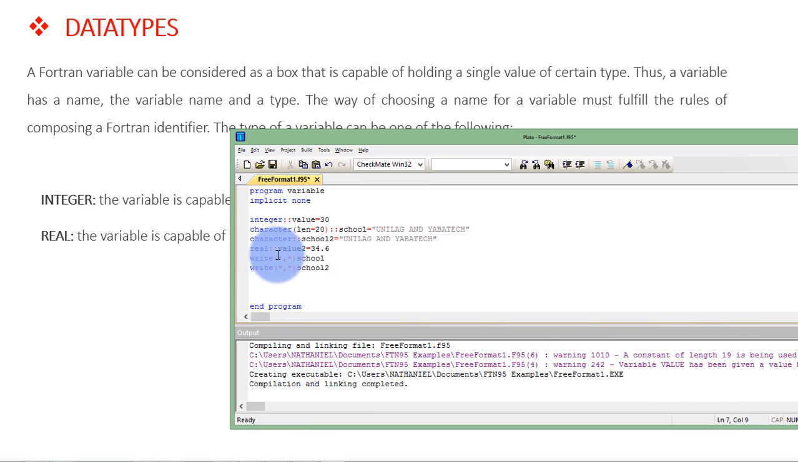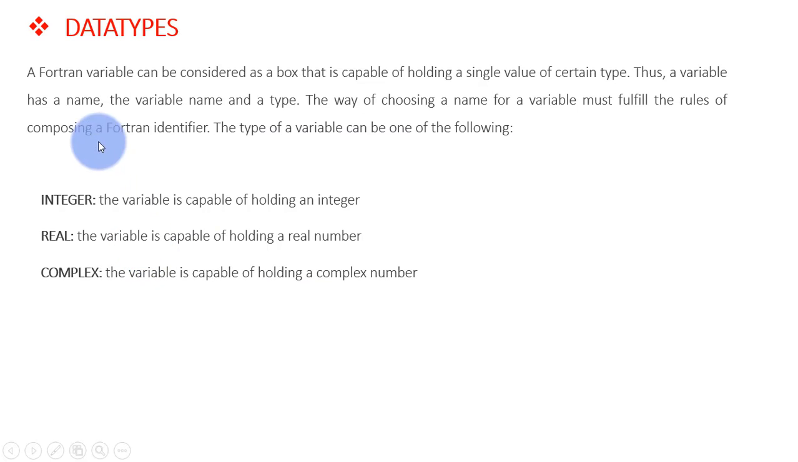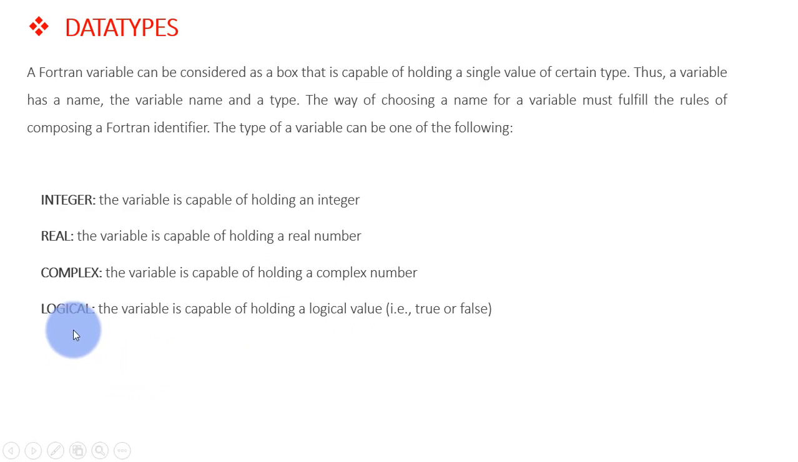When we are talking about real, a real is a data type assigned to a variable that can hold a decimal value. As you can see, this one is holding a decimal value. If I declare this as integer, it is going to truncate 0.6 for me and output 24, because 24 is the integer part. So it is concerned with only the integer part. But if I declare it as real, it is concerned with both the integer and the fractional part. So that is that. The next data type is complex: a variable capable of holding a complex number. We have logical: the variable is capable of holding a logical value, that is true or false.